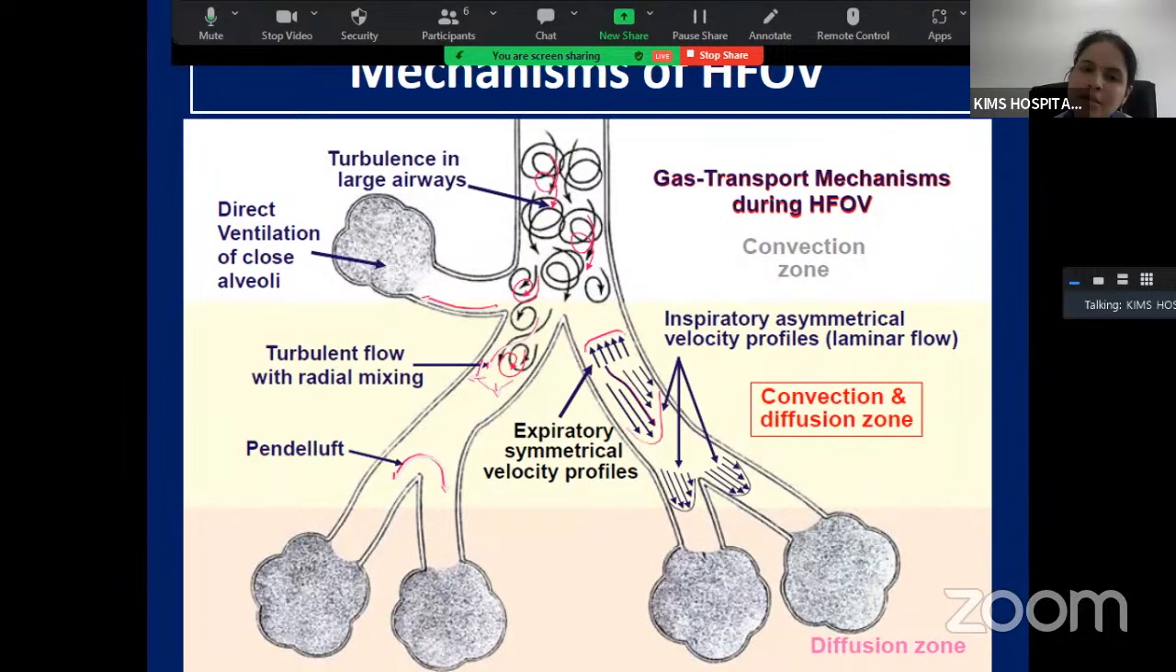There is also another important mechanism called Taylor dispersion. There is, to a large degree, asymmetry in the velocity profiles during inspiration and expiration.